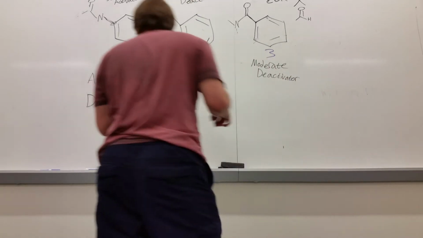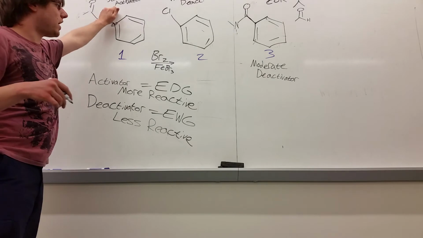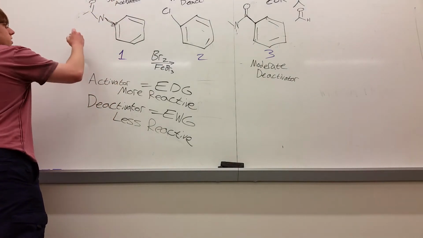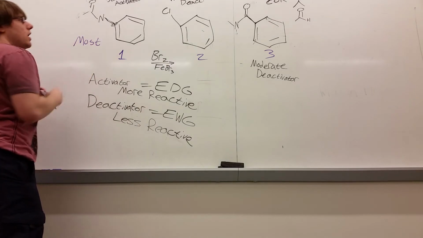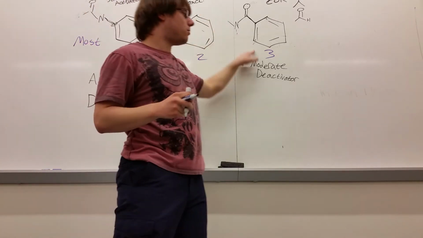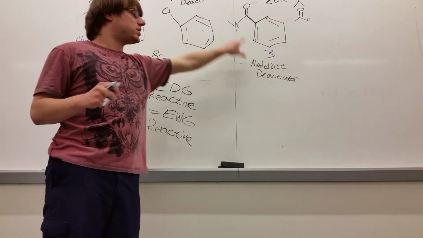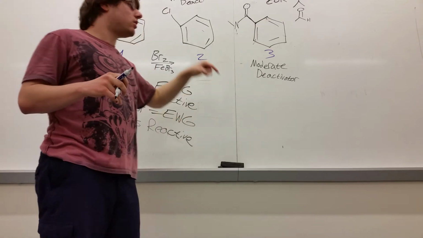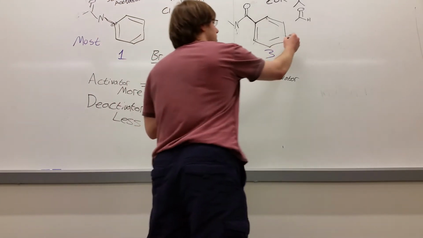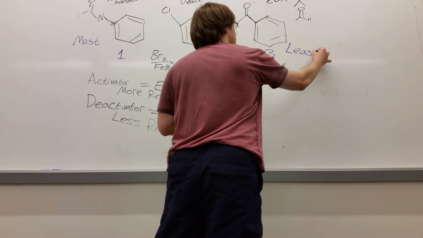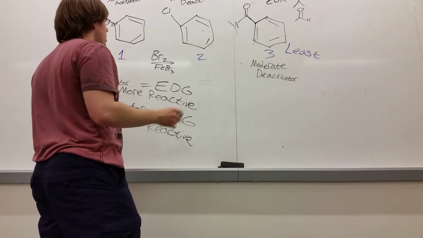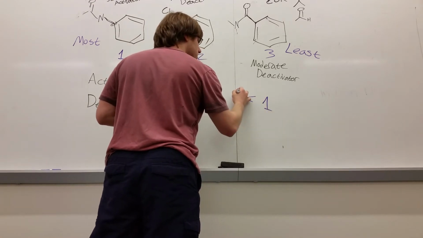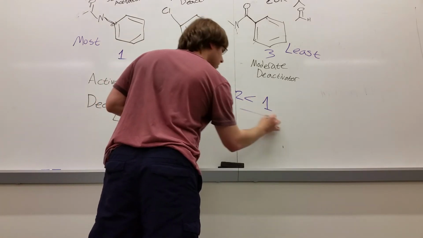So now I have a strong activator, something that makes my ring super reactive. This is by far going to be the most reactive. And now I have a weak deactivator and a moderate deactivator. Since this is better at deactivating, it's making your ring less reactive. So this will be the least reactive because it is the most deactivated. And so this would be in the middle. So in order of decreasing reactivity, 1 is the best, 2 is in the middle, and 3 is the least reactive.